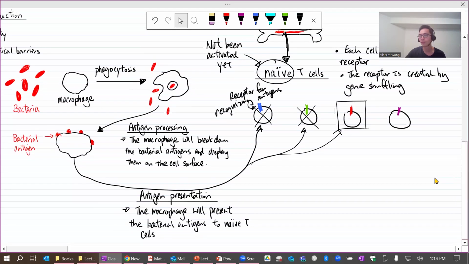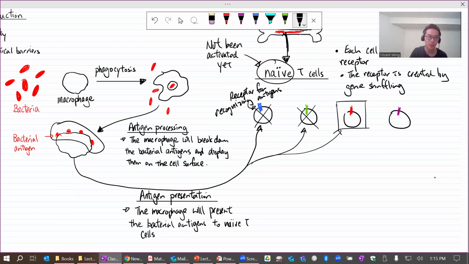Can you repeat, Professor? Sure. So do you understand what these little red knobs are on the surface of the cell? Yes.